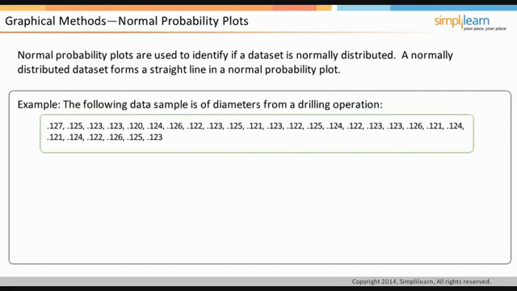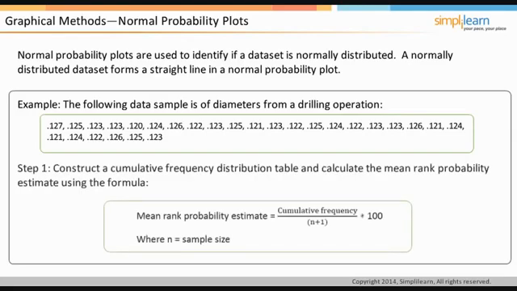The following example is presented to illustrate normal probability plots. A sampling of diameters from a drilling operation is done and the data is recorded. The data set is given. To create a normal probability plot, the first step is to construct a cumulative frequency distribution table.